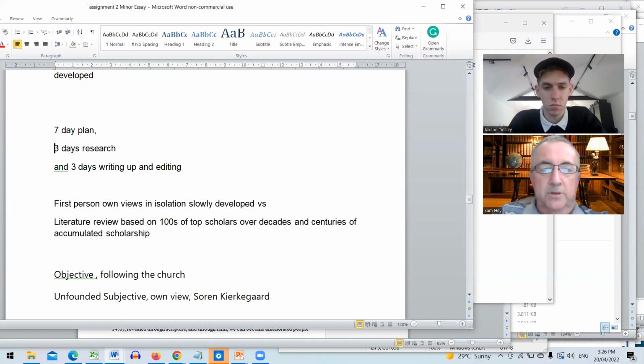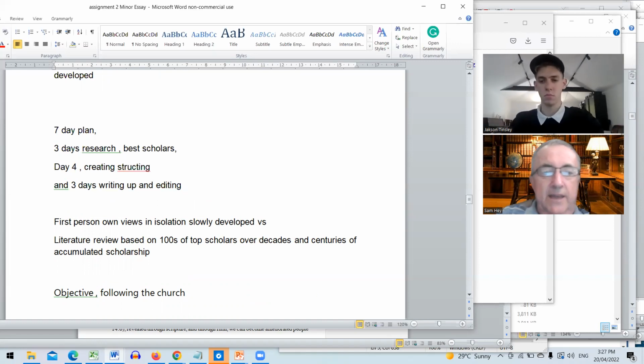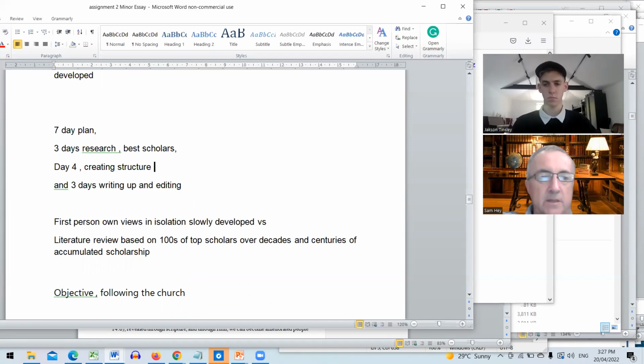So put an effort in the first 3 days to get the best scholarly material, the best scholars, the best scholarly writing, and then spend an equal amount of time, 3 days, writing it up and editing. And then halfway through on day 4 is when you're really going to do the best job of creating the structure and laying it out as it's going to be finally produced. So I think that 7-day plan is a good reminder of the balance between research from the best scholars, the structure, and writing.